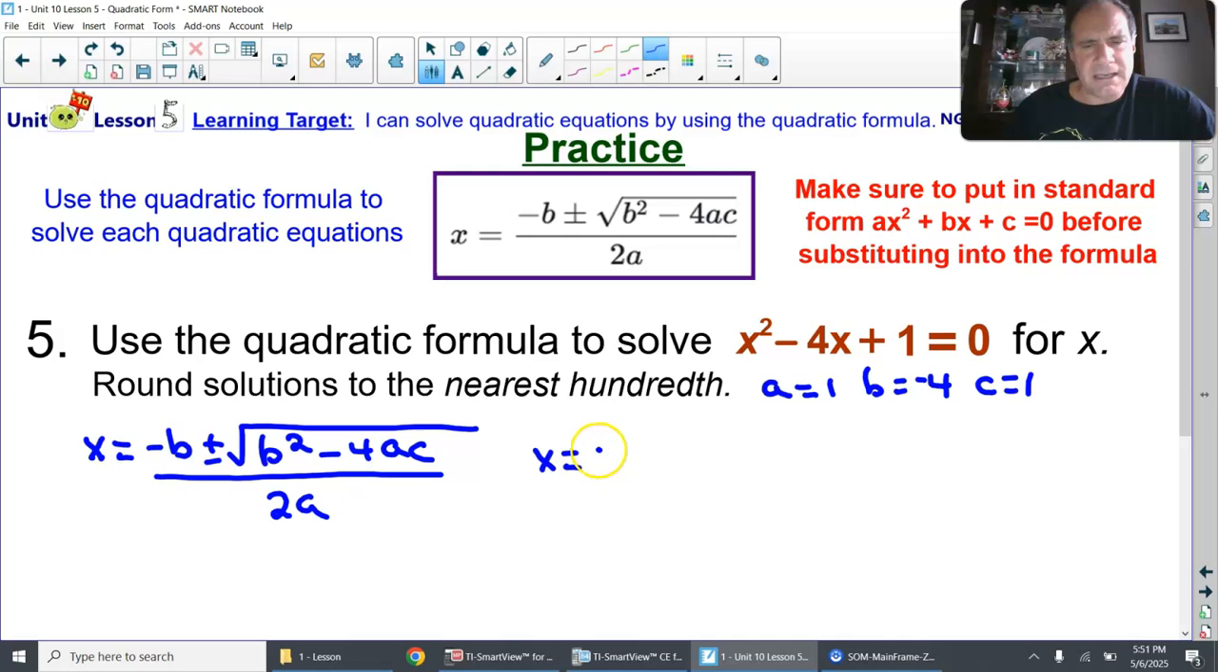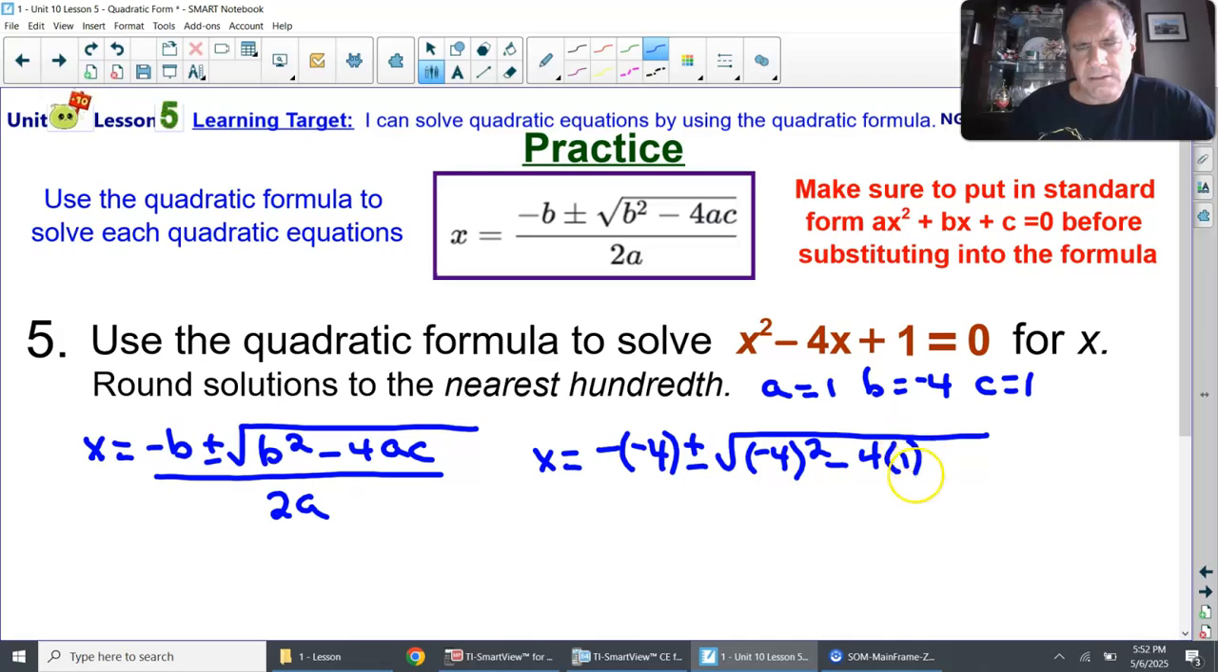And then x equals, I'm just going to substitute the numbers in. It is -4 plus or minus square root of -4 squared minus 4 times 1 times 1, which is c, all over 2 times 1, which is 2. This is going to be easy.